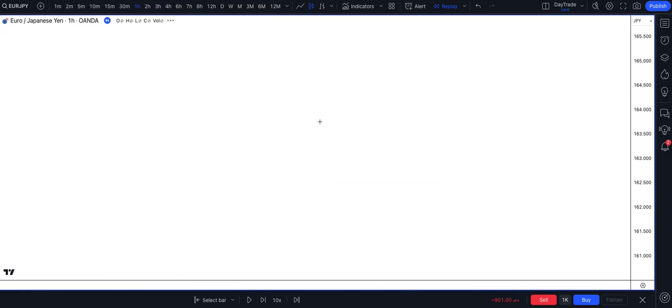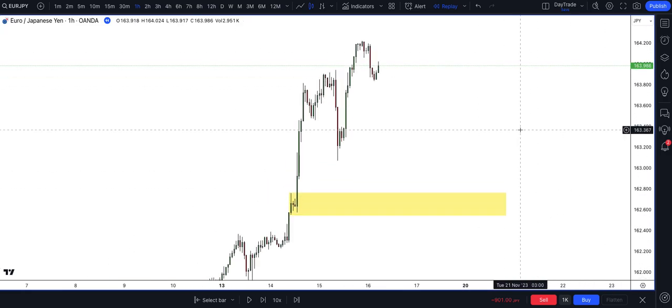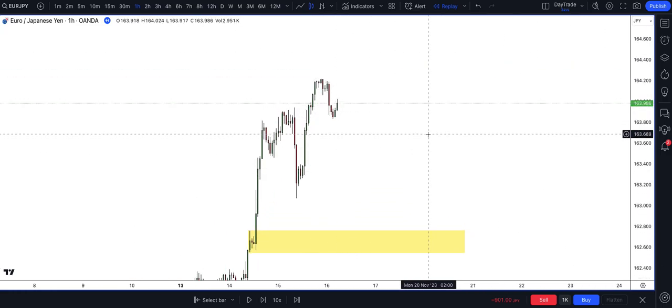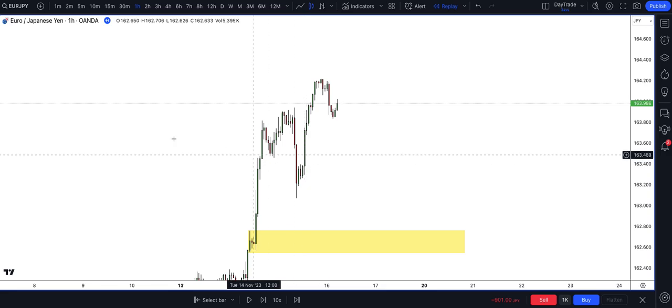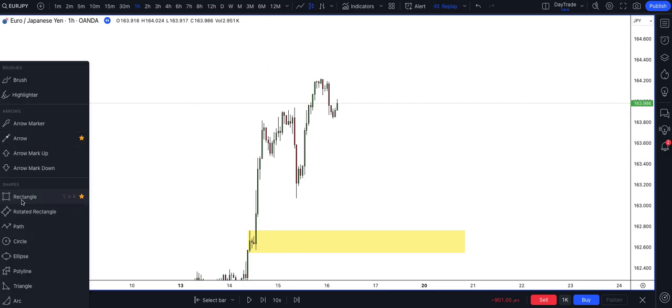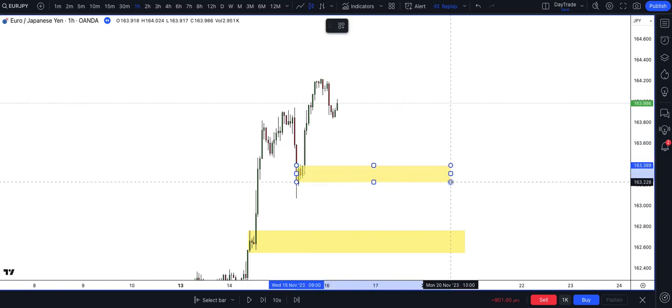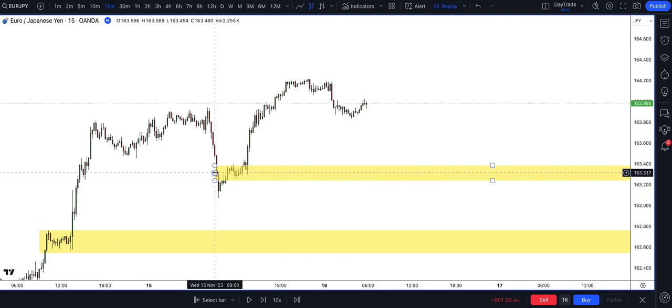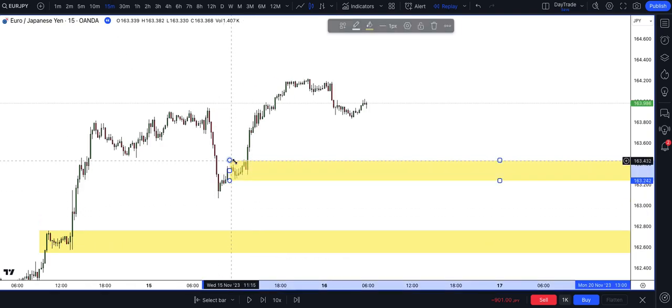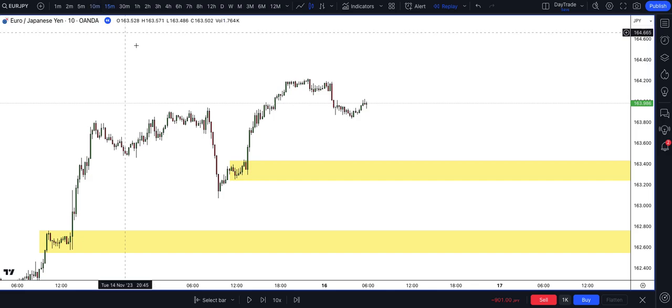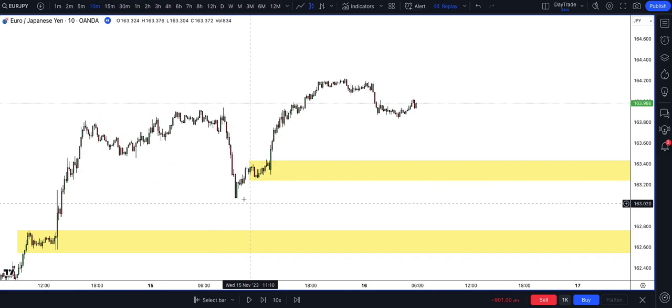Cool. Okay, moving into the hourly again. Not a zone for us here either. This one could potentially be a zone. I feel though the leg in's a bit slow. Let's have a look at the 10-minute.